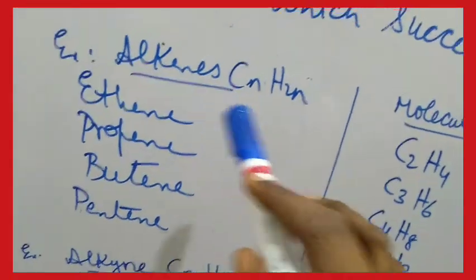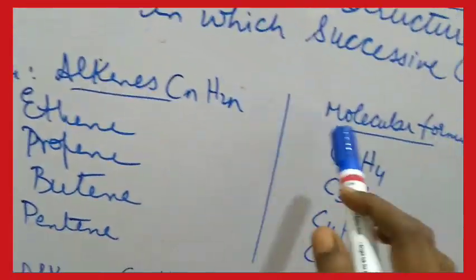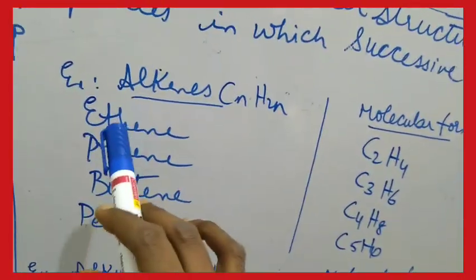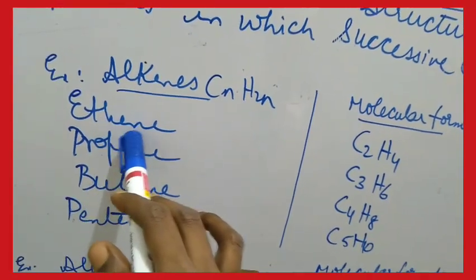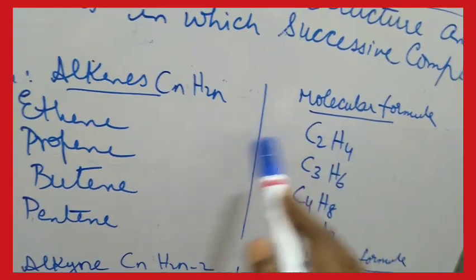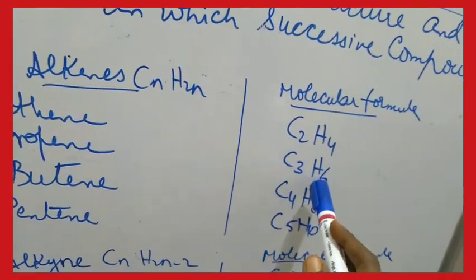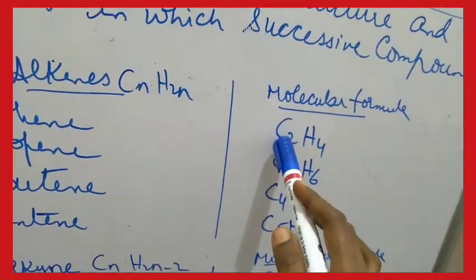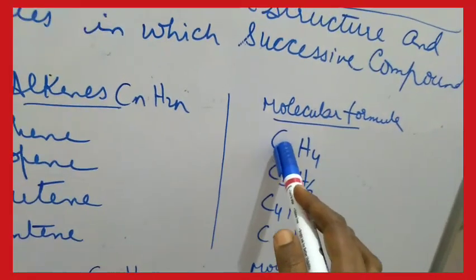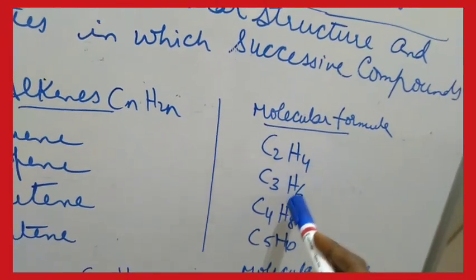Try. Next, coming to alkenes, CnH2n is the general formula. Now coming to the molecular formula, ethene, C2H4. Then if you add CH2, you will get propene with formula C3H6. So if you add CH2, what will happen? 2 will become 3 and 4 plus 2 is 6.